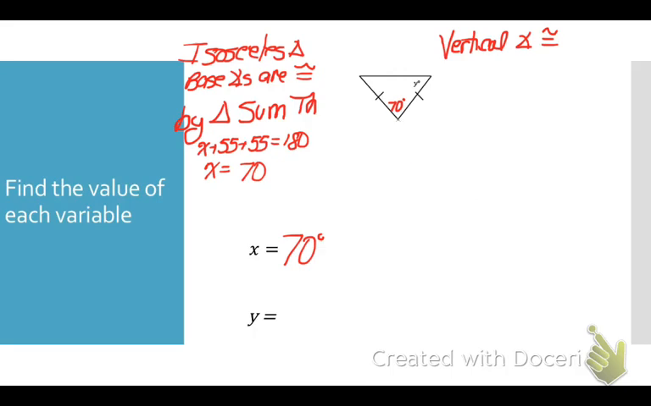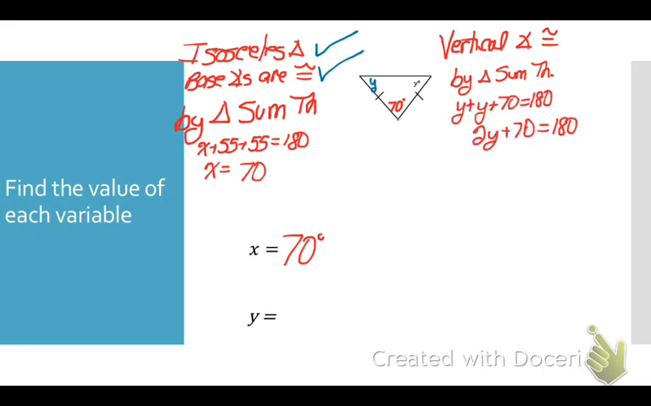So now let's ignore our big triangle and just look at that little one. Well, look, that is also an isosceles triangle. Therefore, the base angles on it are congruent. So if one of my base angles is y, the other has to be y as well. Then I know by the triangle sum theorem that y plus y plus 70 has to give me 180 degrees. And when I solve for that, I get that y equals 55 degrees.